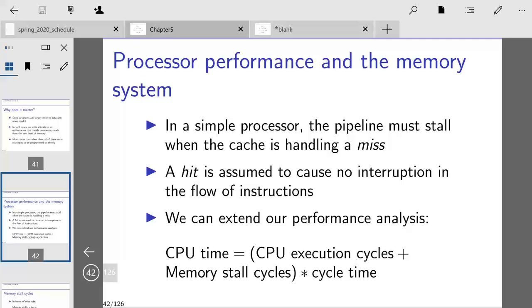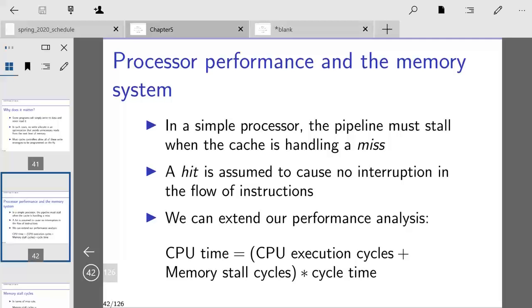Our CPU time, the amount of time that we actually spend executing a program, is now the CPU execution cycles, which you all already spent time in your prior homeworks calculating, plus now the memory stalls. So now the stalls due to accessing the cache, specifically refilling the cache. And then, of course, that gives you the number of cycles, and then you multiply that by the cycle time, and you get your execution time.